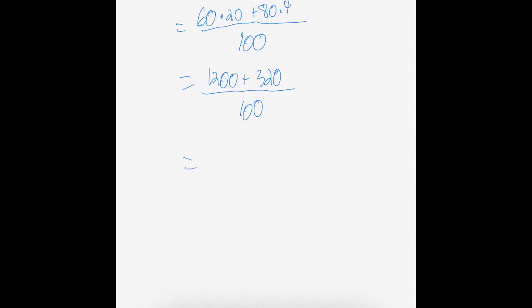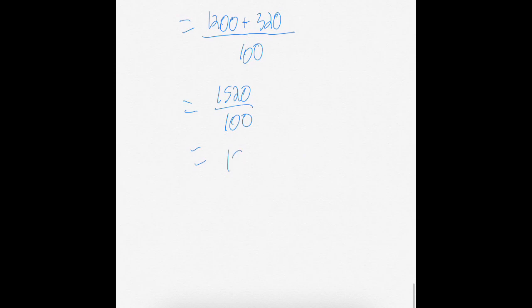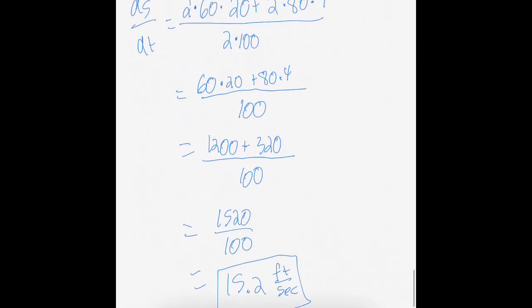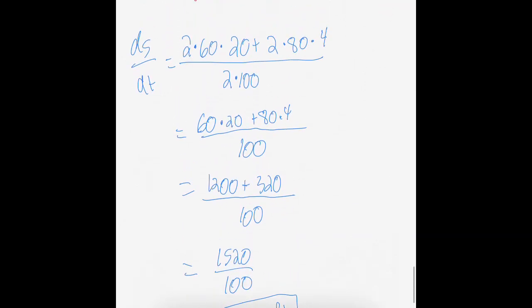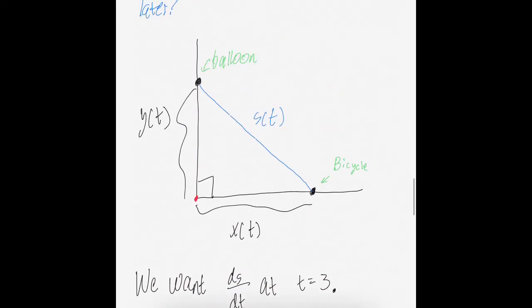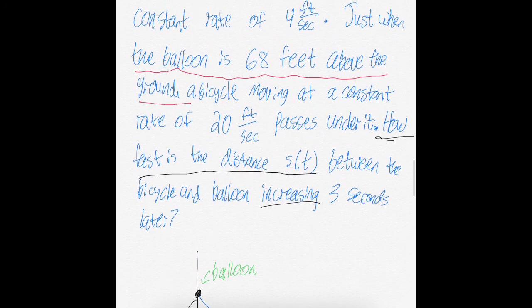And then, oh no, that's 320, excuse me, 320, okay. Now, that worried me because I know what the answer is supposed to be, and I wasn't getting the answer I was supposed to. But now I am, okay. So this is going to come out to 1520 over 100, and that comes out to 15.2. I suppose our unit here is going to be feet per second. 15.2 feet per second.